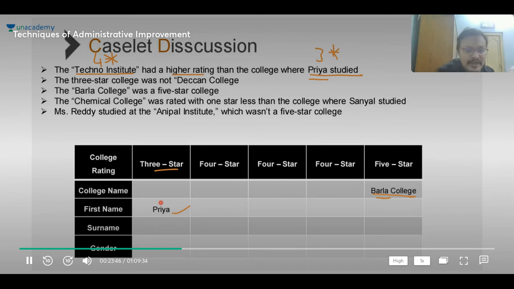So now the problem starts here. The moment you plug in Bala as a 5-star college and Priya as a 3-star college, you suddenly realize that there are no more clues left in the set, and now you're stuck in the set. And this is the reason why possibly most of you faced difficulty in solving this or came up with mostly wrong answers when I made the poll active.